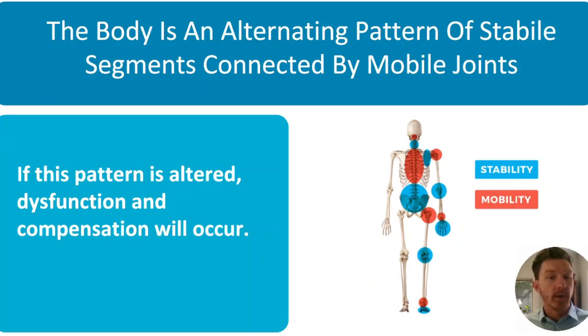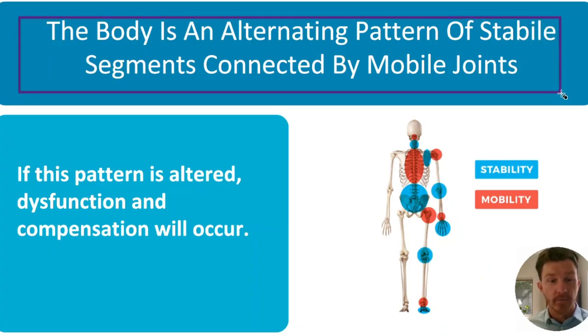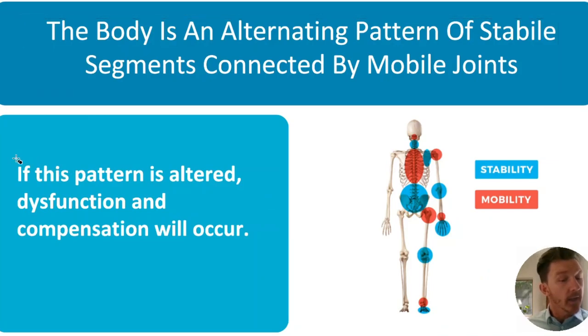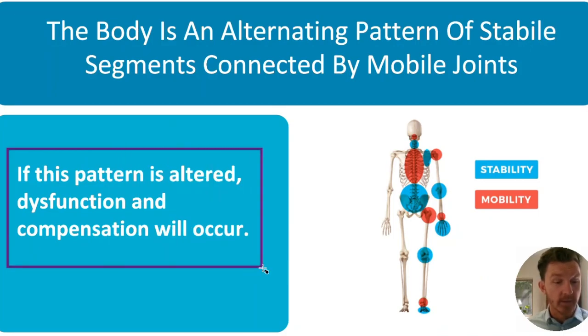So this was created by Yanda. He was a physician and physical therapist, and he basically created this system of looking at the body called regional interdependence. And it basically states that the body is an alternating pattern of stable segments connected by mobile joints. If this pattern is altered, dysfunction and compensation will occur.